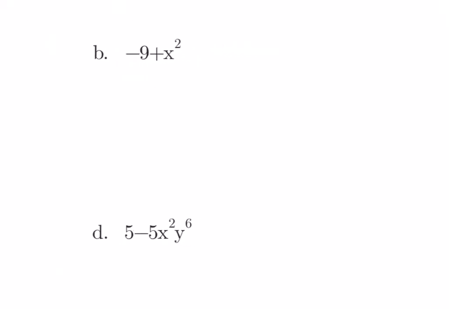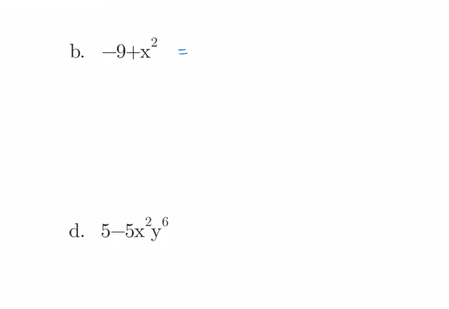All right, for example B, and sorry, I didn't realize this was going to be exactly the same. The first thing that I want to do is put this in descending order. So I'm going to rewrite this as x squared minus 9. From here, we can go ahead and factor.